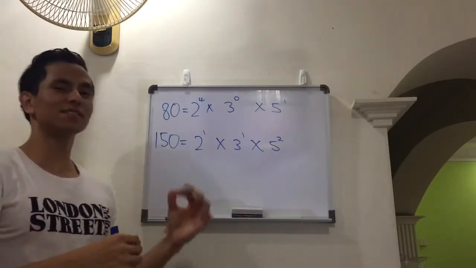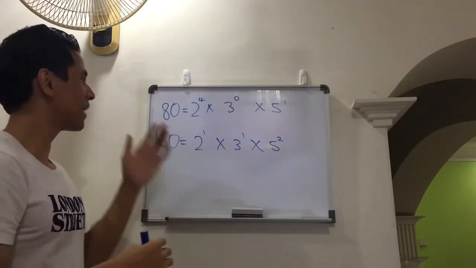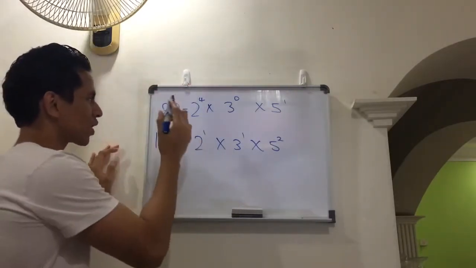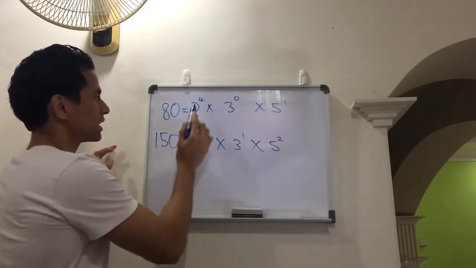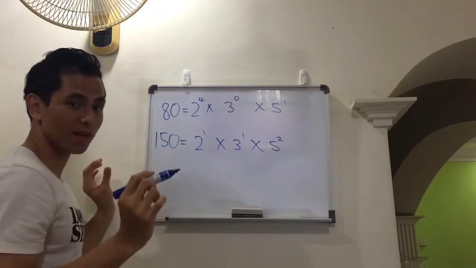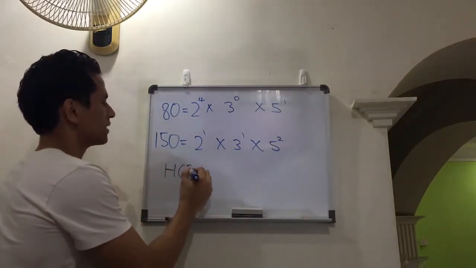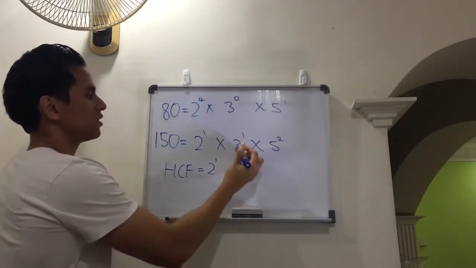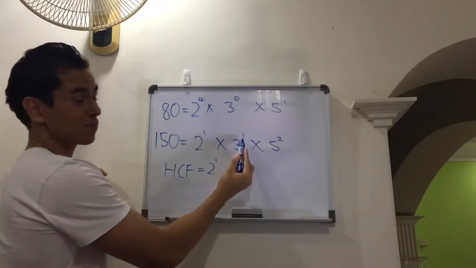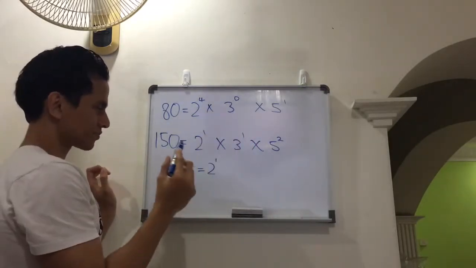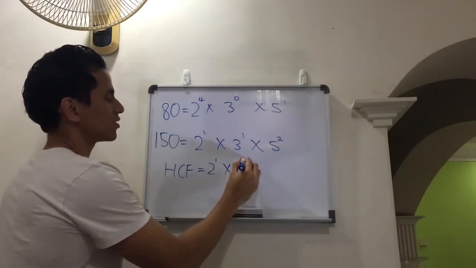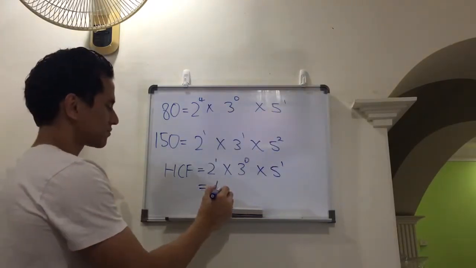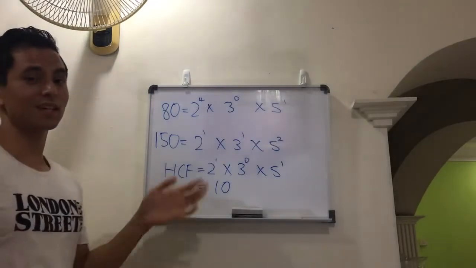So lastly, the final step to get the highest common factor is we just compare the two. We have lined it up so nicely. So now what? The highest common factor is simply we compare 2 and 2 here. The power is 4 here, and the power is 1 here. We take the lowest one. So we always take the lowest one. So in this case, the HCF will be 2 to the power of 1. Here, 3 and 3. Here has a power of 1, and here has a power of 0. So therefore, we take multiplied by 3 to the power of 0, and here likewise we take 5 to the power of 1. This gives us just 10. Therefore, the highest common factor is 10.